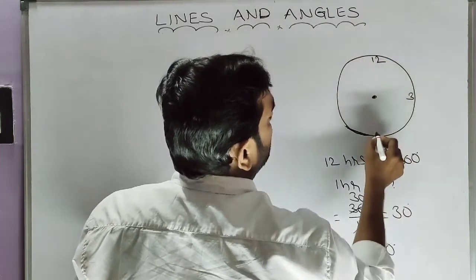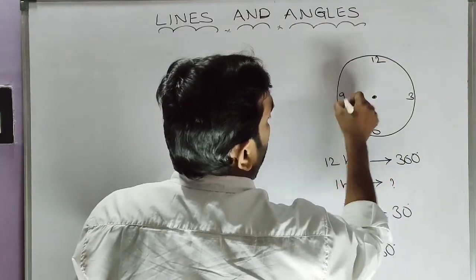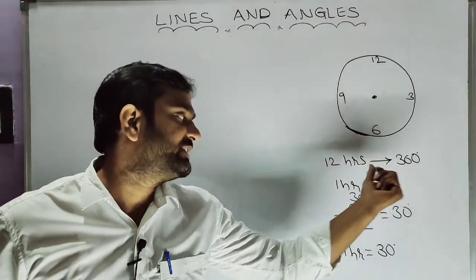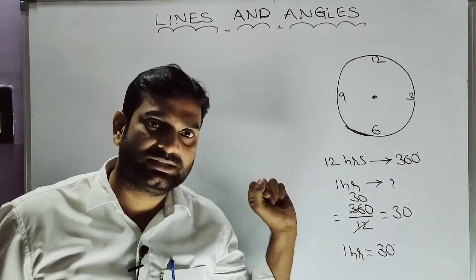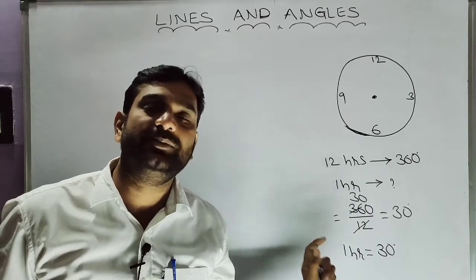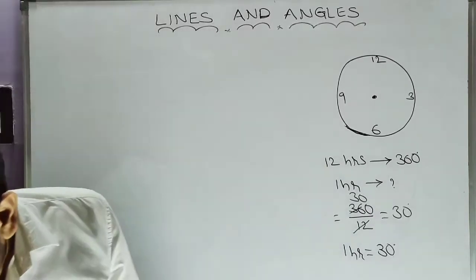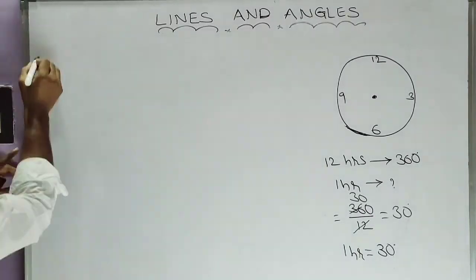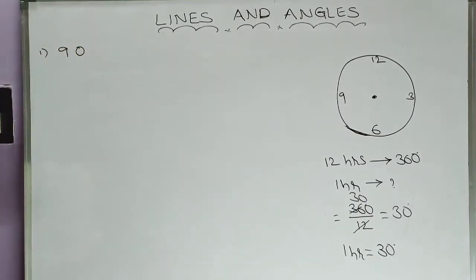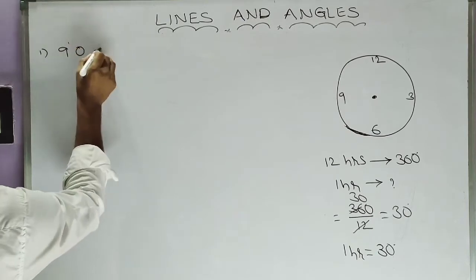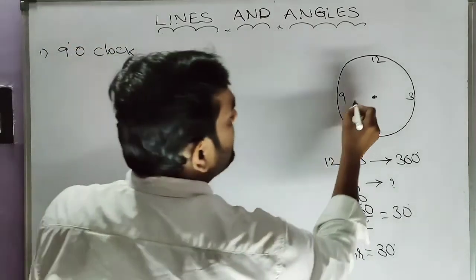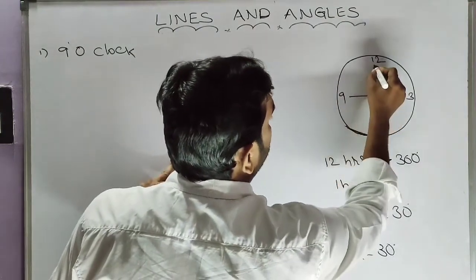Why? Because round the clock we have 12 hours. For 12 hours, 360 degrees. Per 1 hour, how much? So 360 by 12, nothing but 30 degrees per hour. Here the question is, at 9 o'clock, what is the angle? 9 o'clock in the sense, the time is like this.